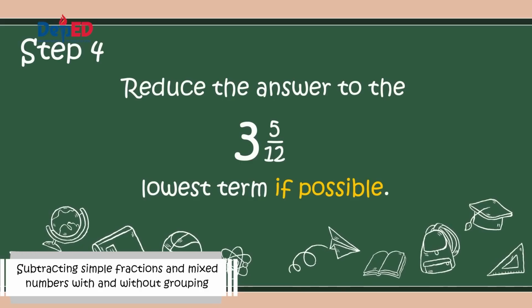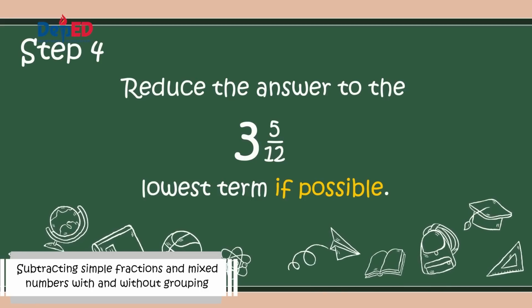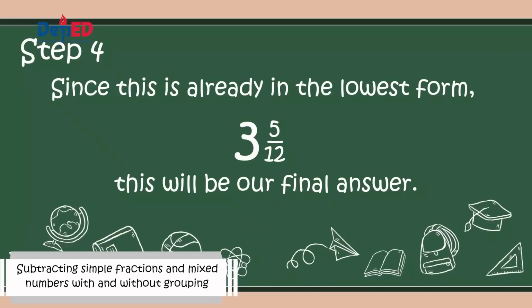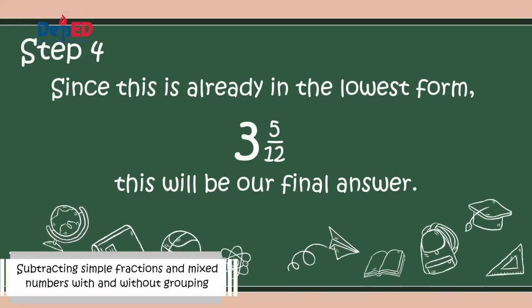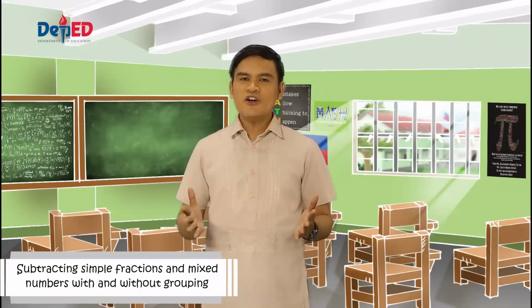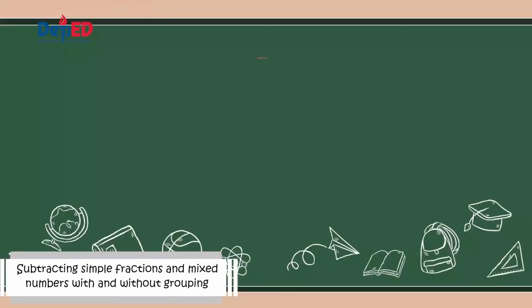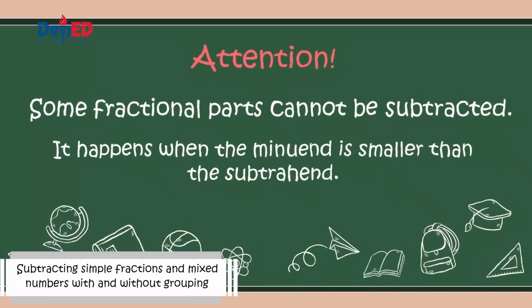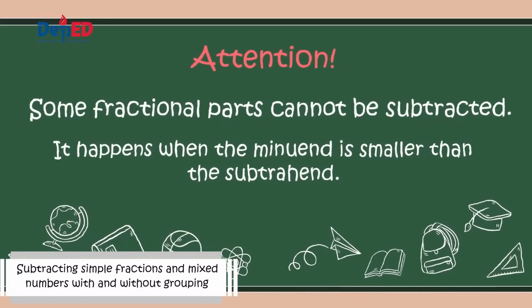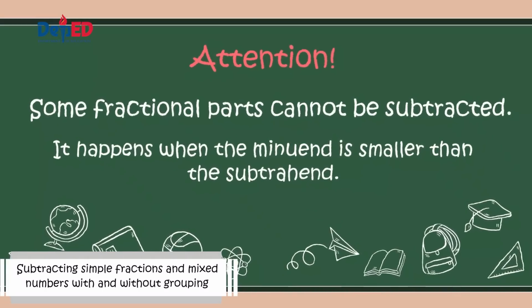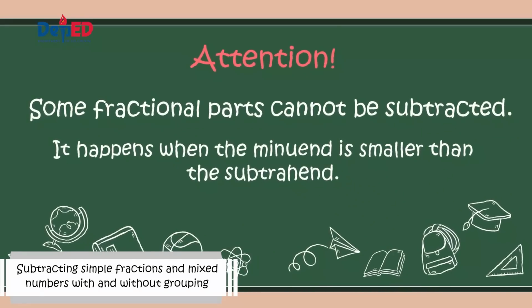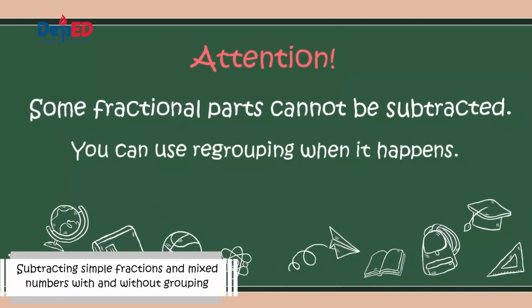Is 3 and 5 twelfths already in lowest term? Yes. So, 5 and 3 fourths minus 2 and 1 third equals 3 and 5 twelfths. There are cases that the fractional parts cannot be subtracted. That is when a minuend is smaller than the subtrahend. If it happens, you can apply regrouping.